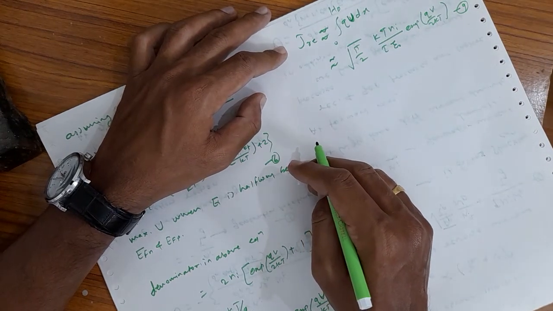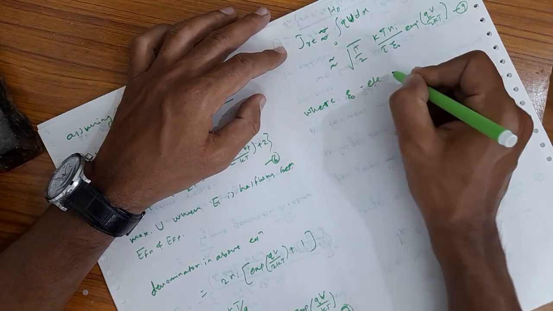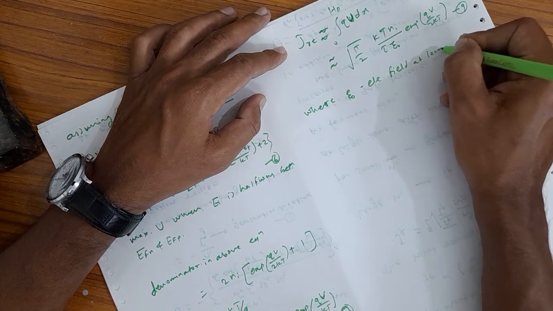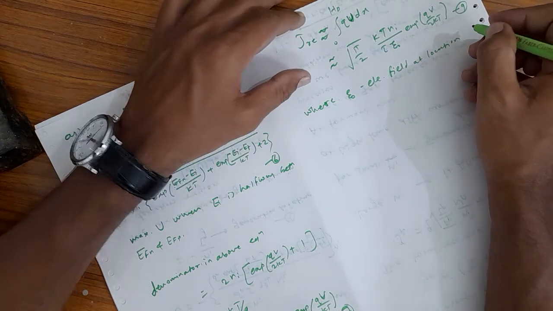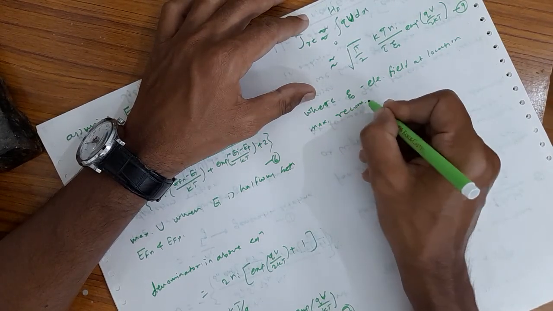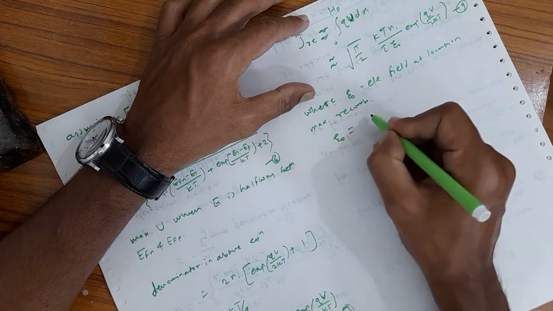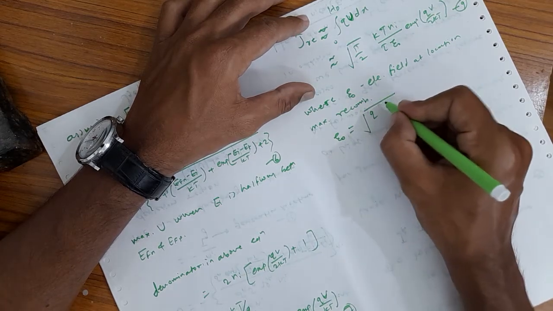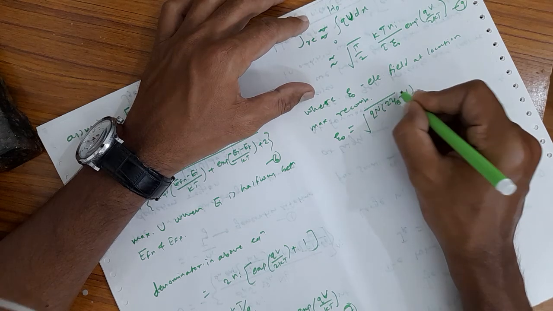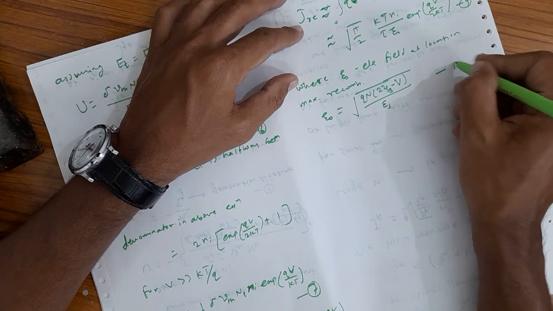Where epsilon 0 is the electric field at the location of maximum recombination, and it is equal to q times n into 2 times psi b minus phi upon epsilon s. So this is equation number 10.